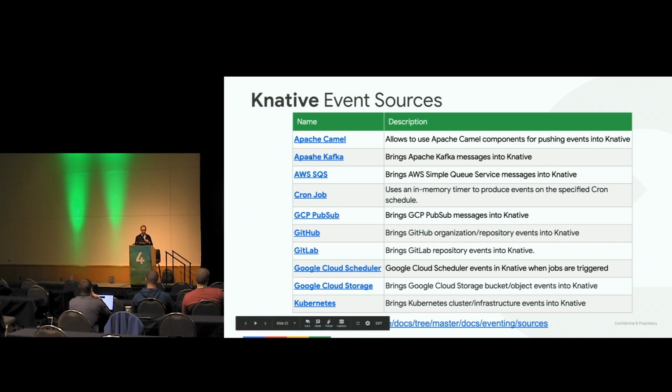These are the event sources that are supported. It's not the full list, but it's the main ones. So you can read events from Kafka to your Knative service, from Google Cloud PubSub to your Knative service, GitHub events, and Google Cloud Storage events. The full list is here.